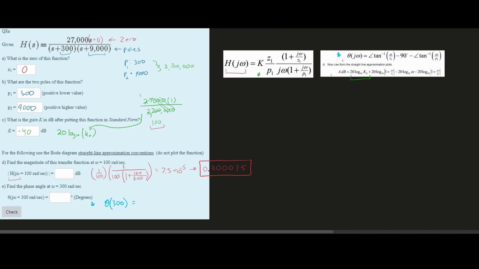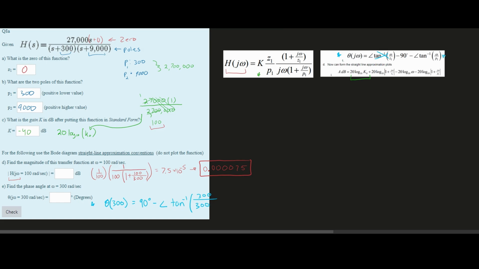We don't have a z1, so we're not going to be looking at this. We do have a 90 degrees though. We don't need to subtract it here, so it's just going to be 90 degrees. We do have our poles, so this is going to be a minus angle of tangent inverse. And then inside of here, we are going to have our omega, which is 300. It's given to us here for this problem. And it's divided by our P1, and our P1 is 300.